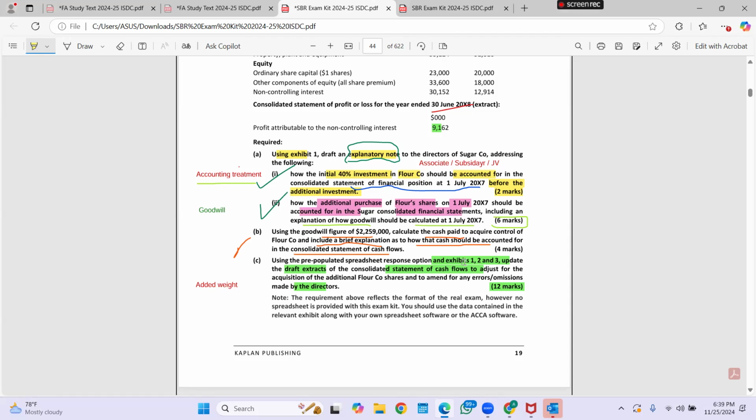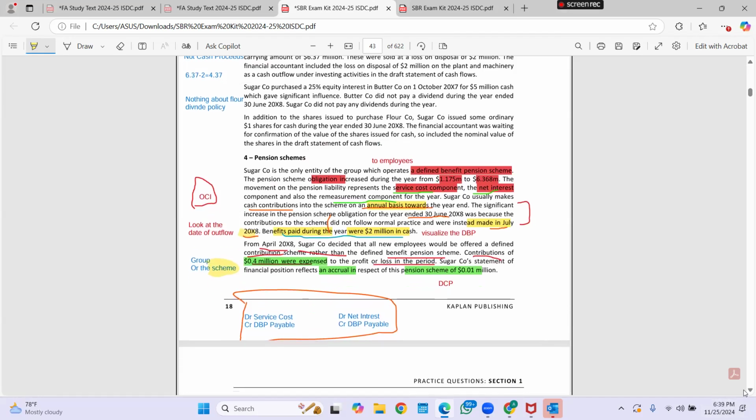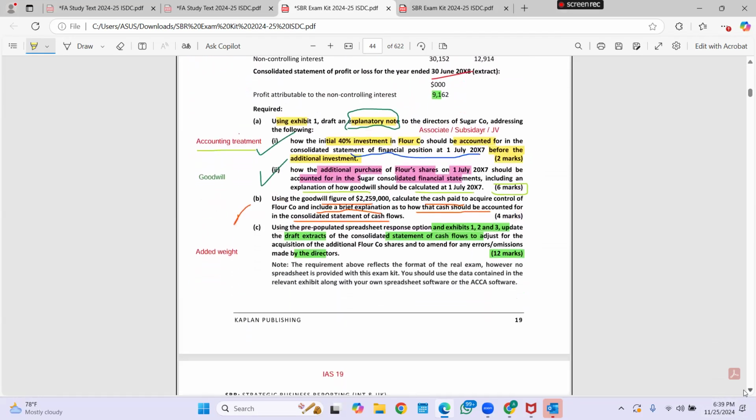So without further delay, let us directly jump into our requirement, where the examiner only wants us to use exhibit 1, 2, and 3 only to finalize this cash flow, right? There are altogether four exhibits, but the examiner only wants us to use 1, 2, and 3 to finalize our pre-populated sheet, right?